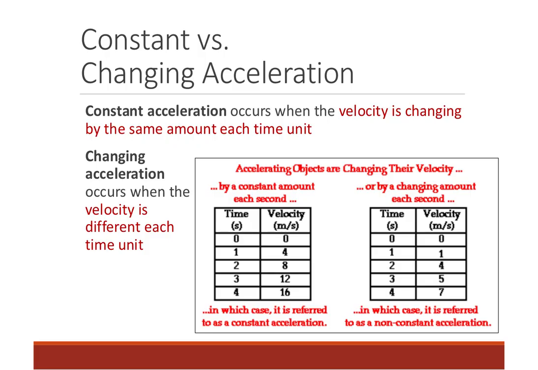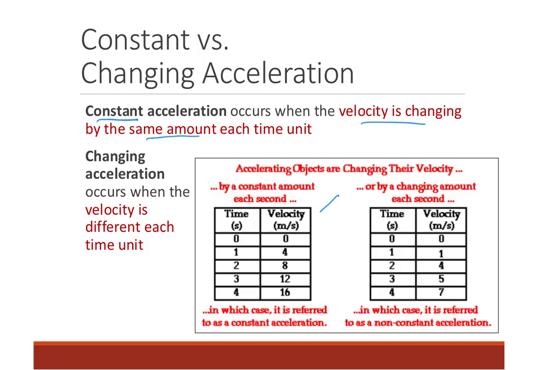When it comes to acceleration, there's basically two different states. You can have constant acceleration, and constant, remember, means that things are not changing. In constant acceleration, the velocity changes by the same amount for each time unit, whether you're measuring it in seconds or minutes or hours. Over that same time unit, you get the same amount of velocity change.